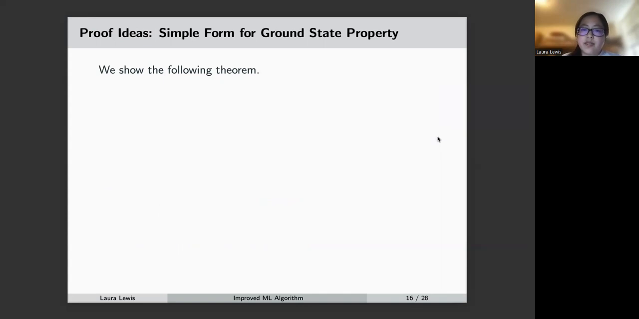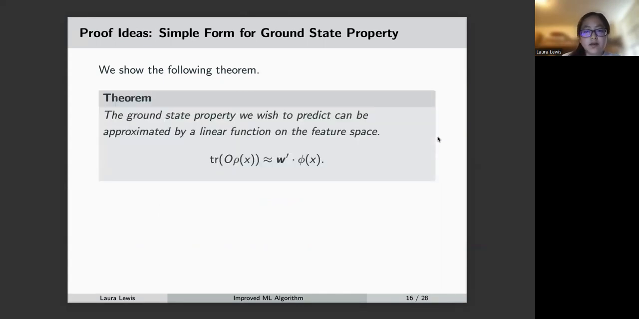So in particular, what I mean by this simpler form is the following. The ground state property that we want to predict can be approximated by a linear function on the feature space. In particular, this trace O rho of x can be approximated by some vector of coefficients that I'll call W prime, dotted with the feature vector phi of x. What this really says is that the machine learning algorithm, remember that when we were running lasso as the last step, the lasso algorithm would learn functions of this form. So the ML algorithm does have the representation power to learn functions that relate to the ground state property that we want.